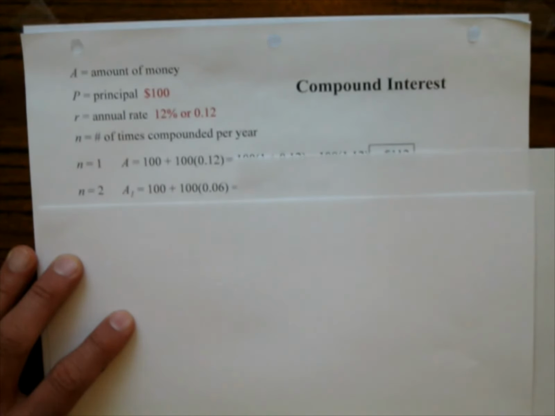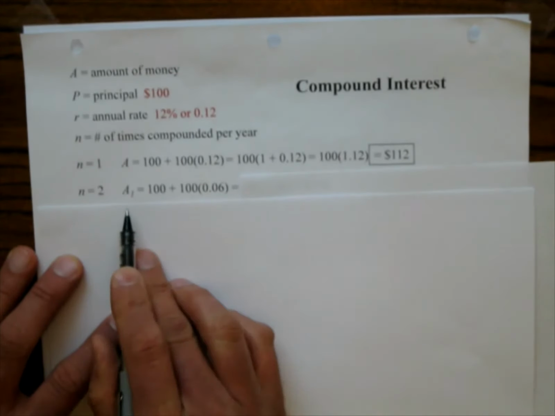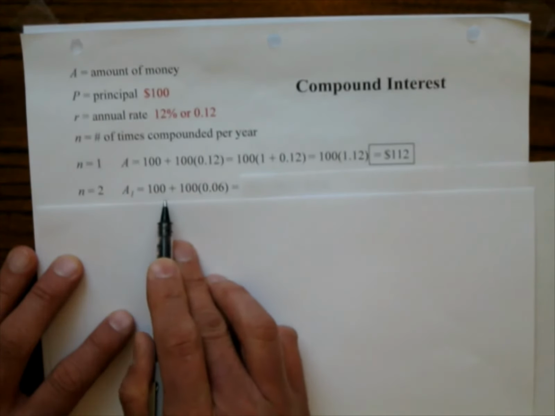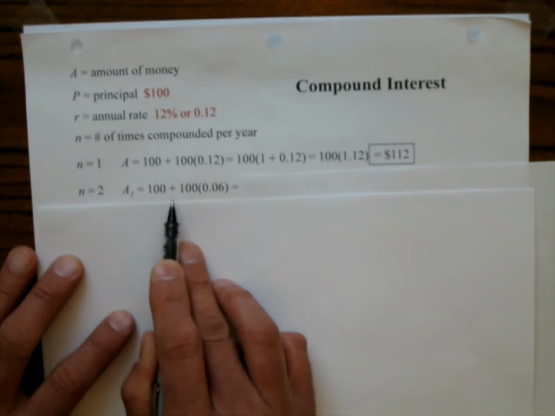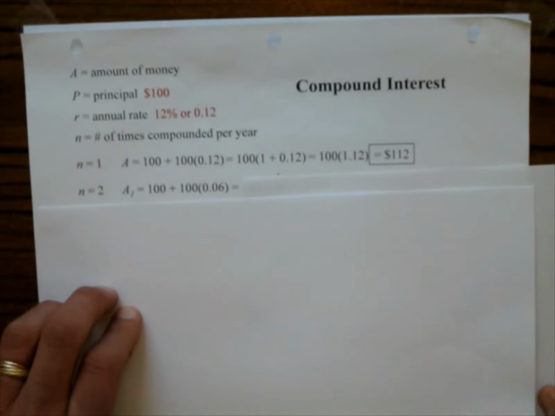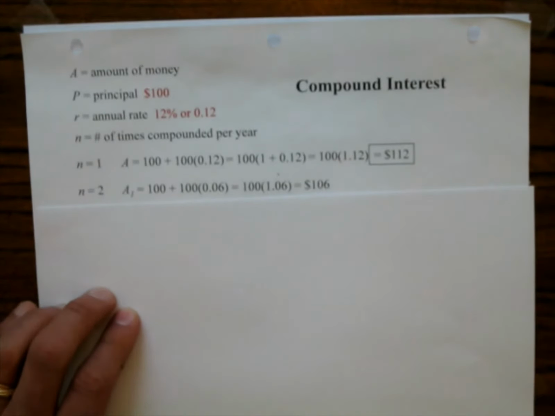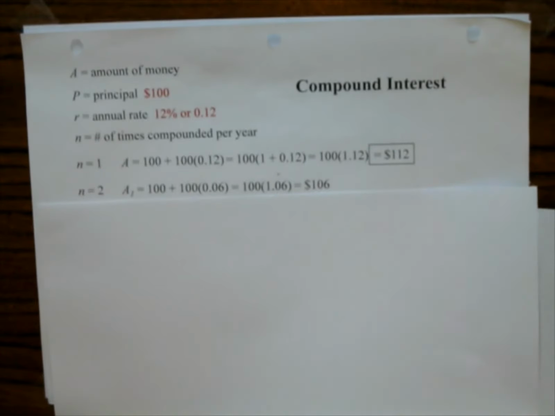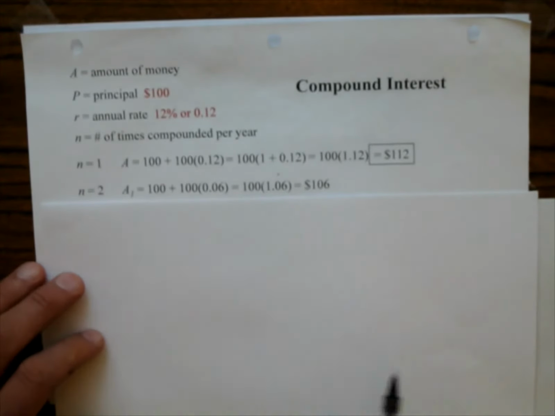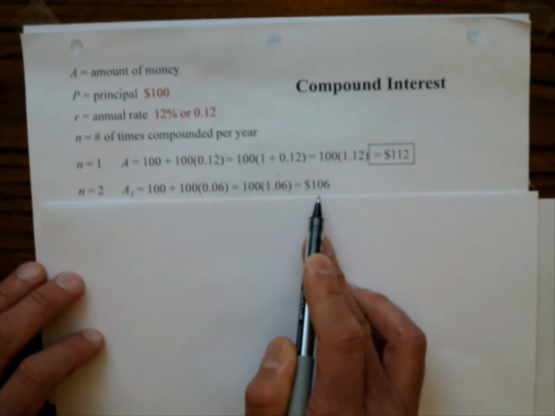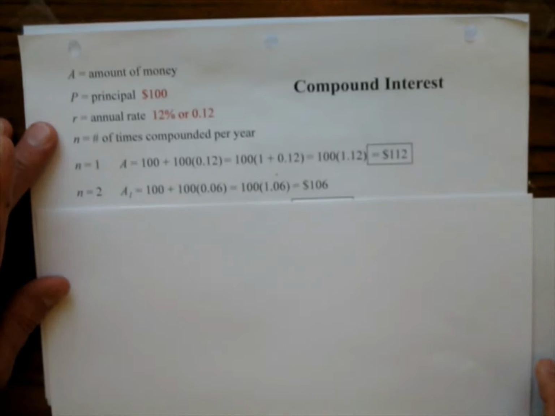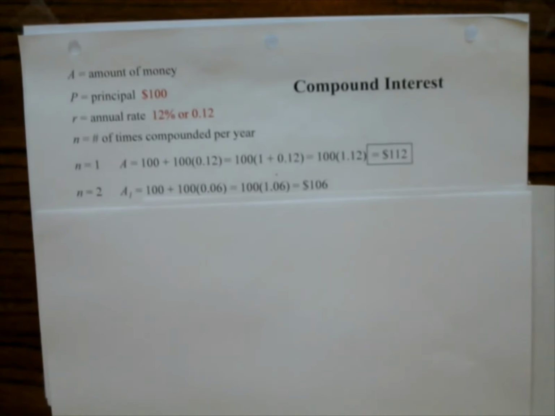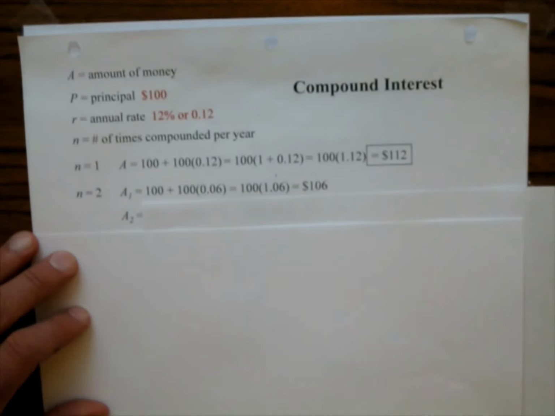A1 is the amount of money you'll have after they compound it the first time, which would be 100 plus 100 times 0.06. This is at the end of June. When you do that, you end up getting $106. Now, we're not done. This is not our final answer. It's going to compound at the end of December. So at the end of December, we have A2.